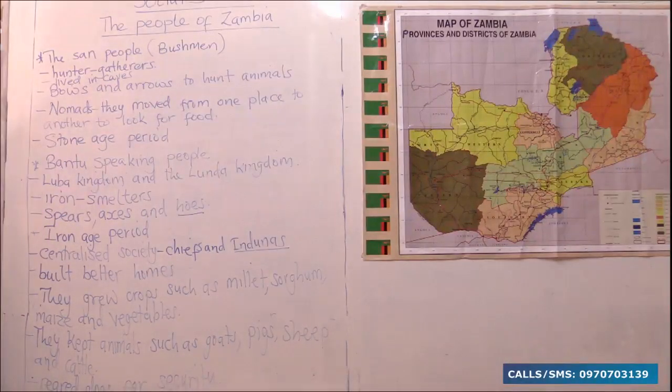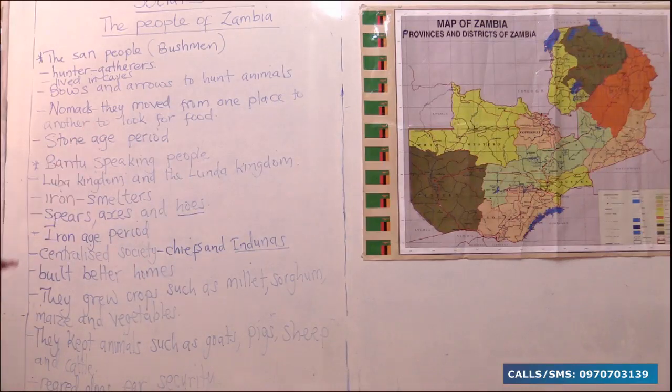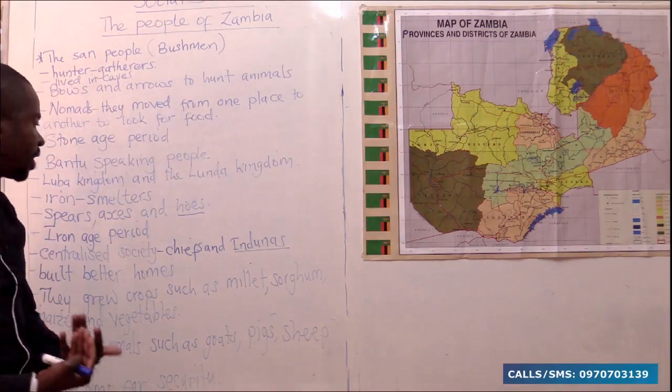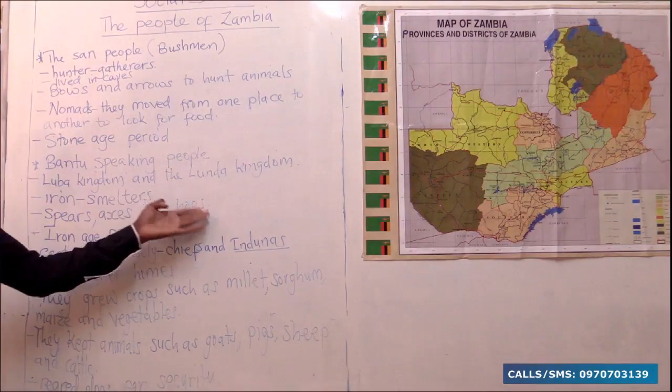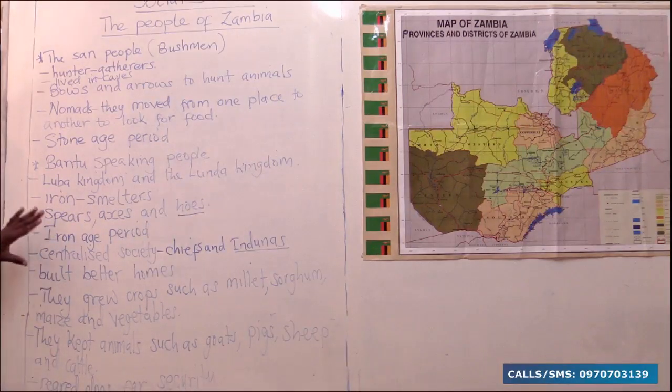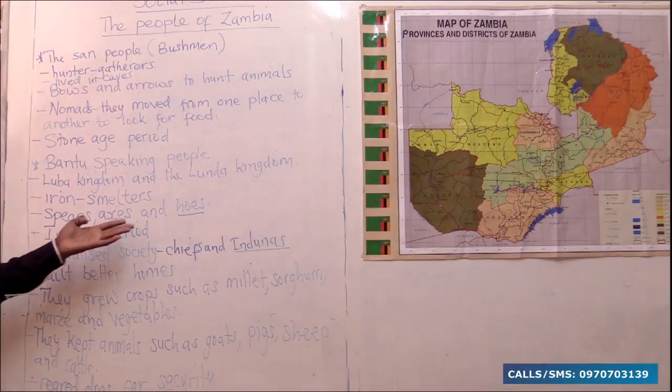Okay, apart from that, we have looked at the Bantu-speaking people, the kingdoms such as the Lunda kingdom in Zaire, which is currently known as Congo DR. The Bantu-speaking people were also iron smelters, meaning they used to smelt different tools. They made tools such as spears, axes, and hoes. Again, the Bantu-speaking people lived in the Iron Age period.